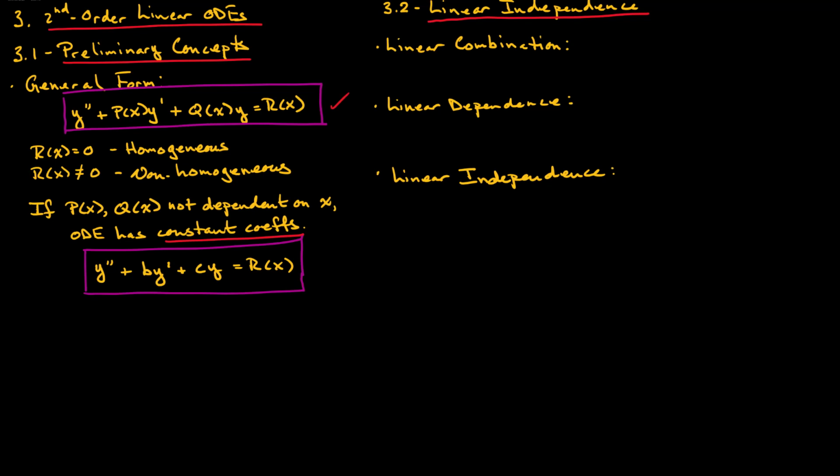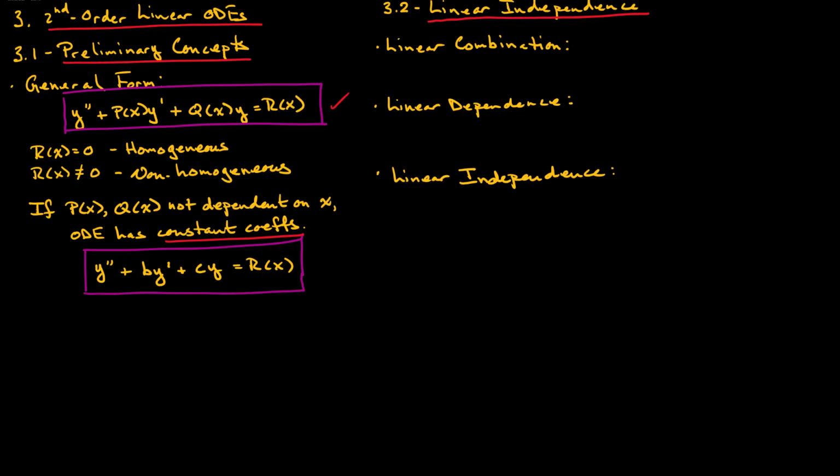An additional definition is that if p of x and q of x are actually not dependent on x, we say that the ODE has constant coefficients, and therefore we replace p of x and q of x by b and c, which are simply constants.